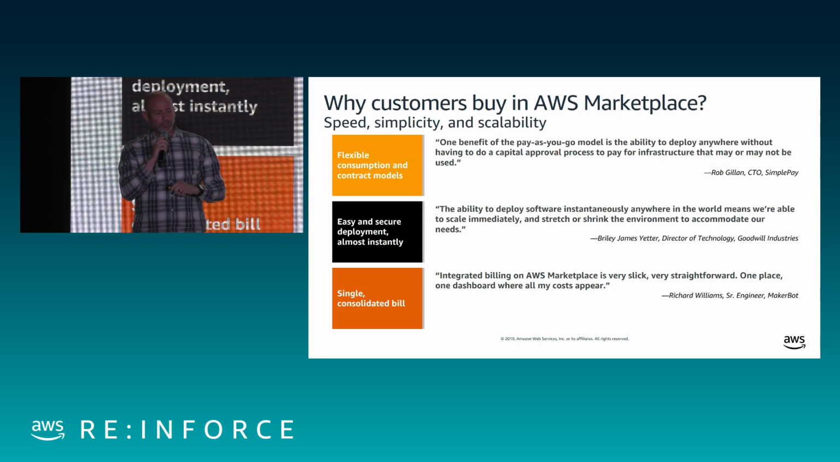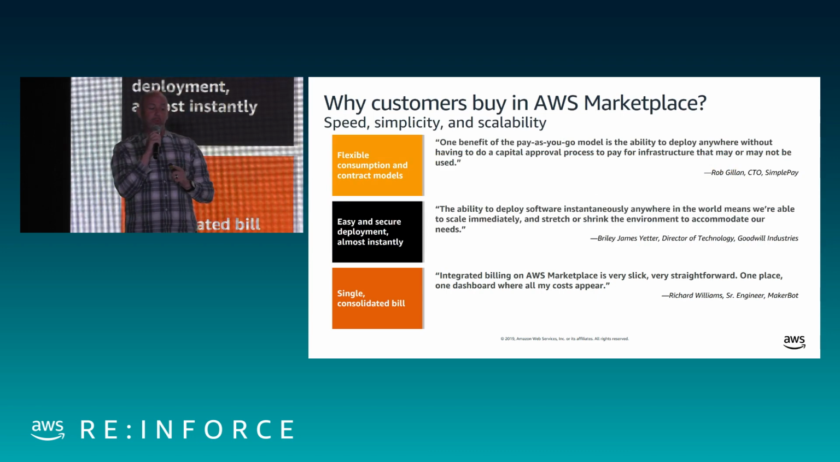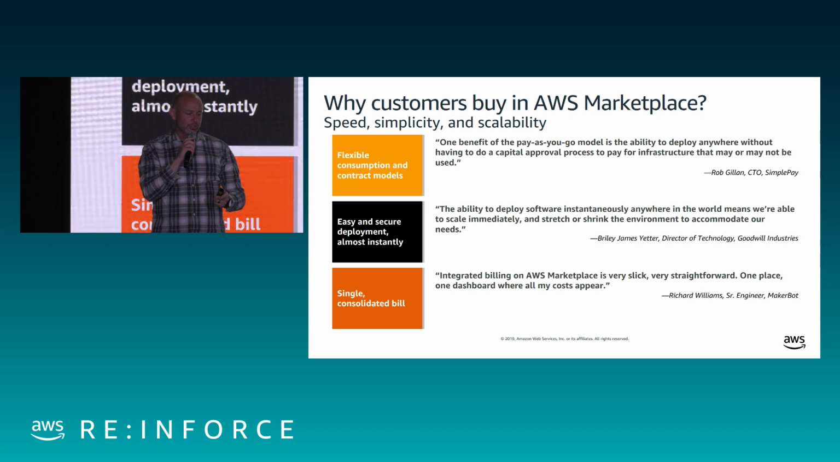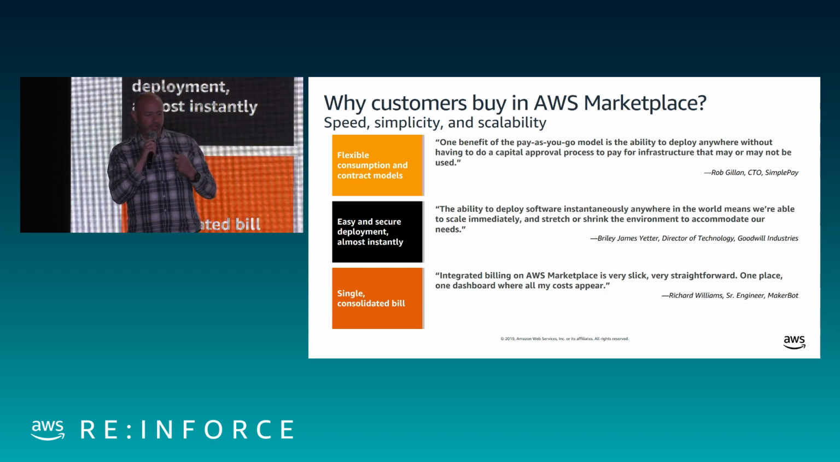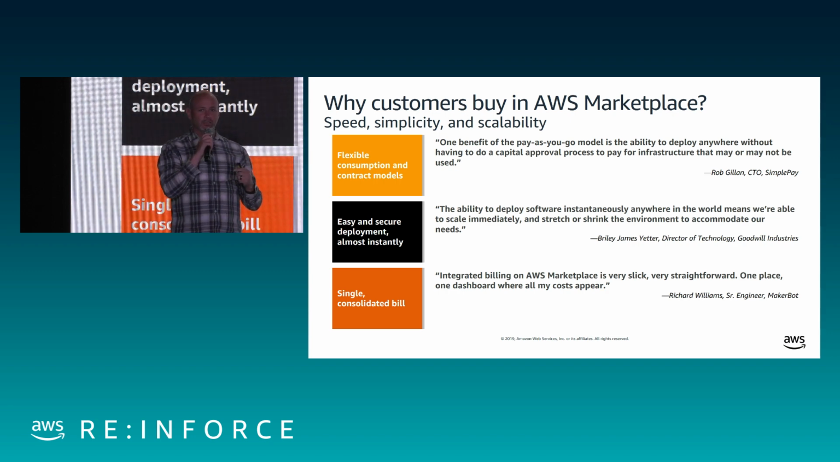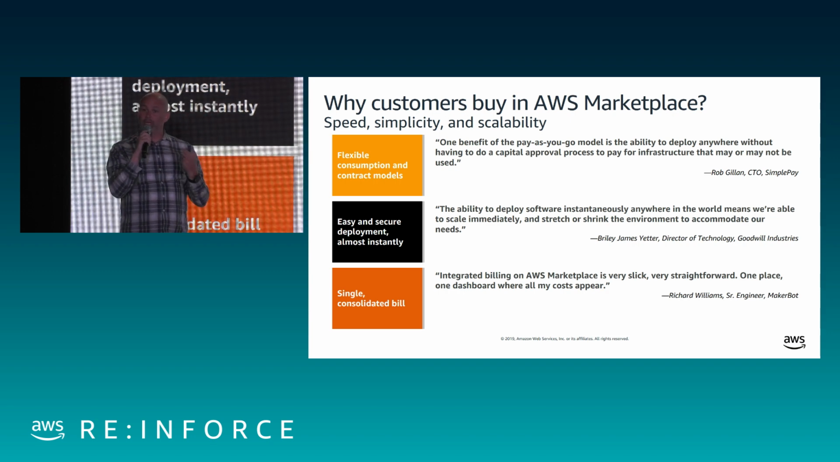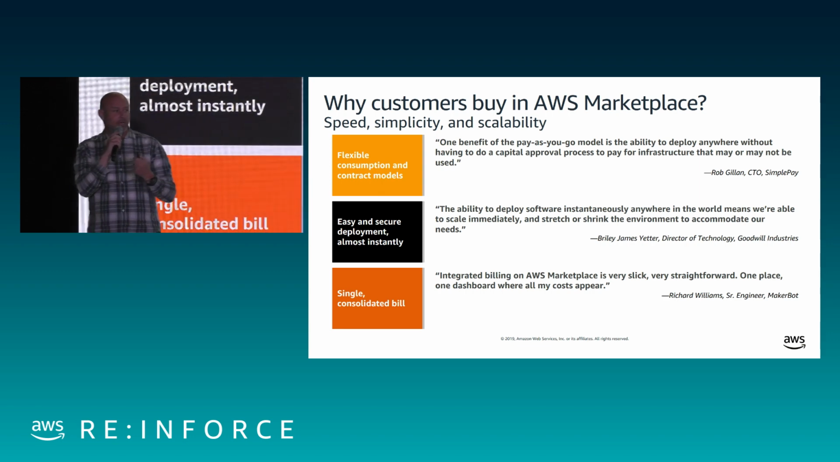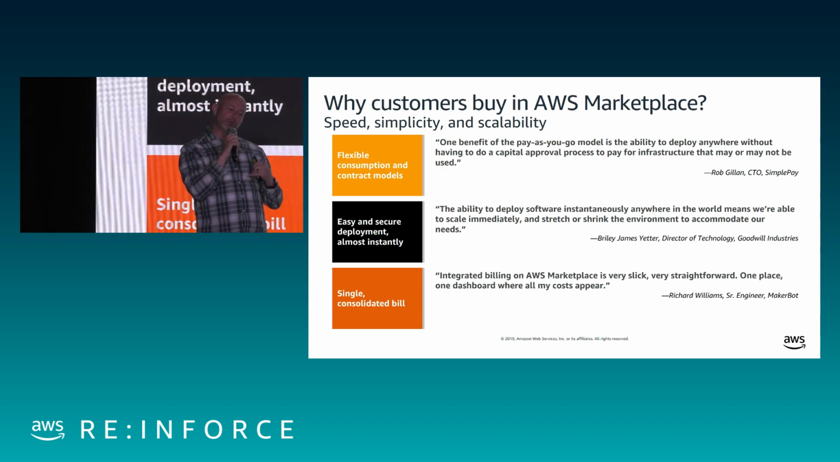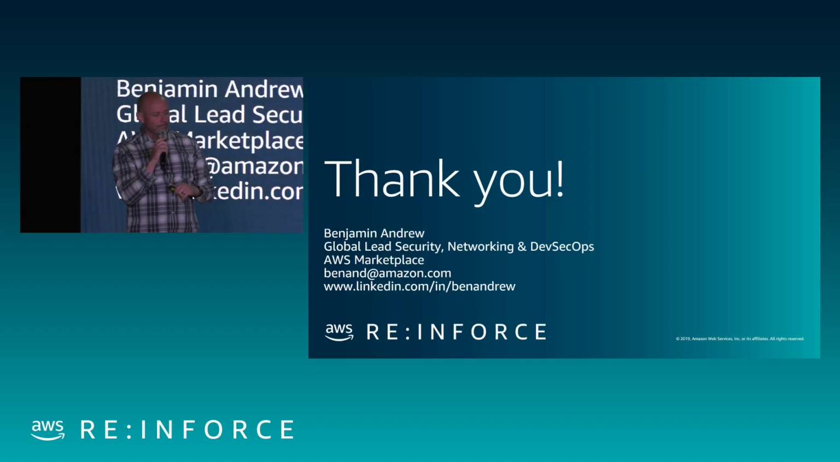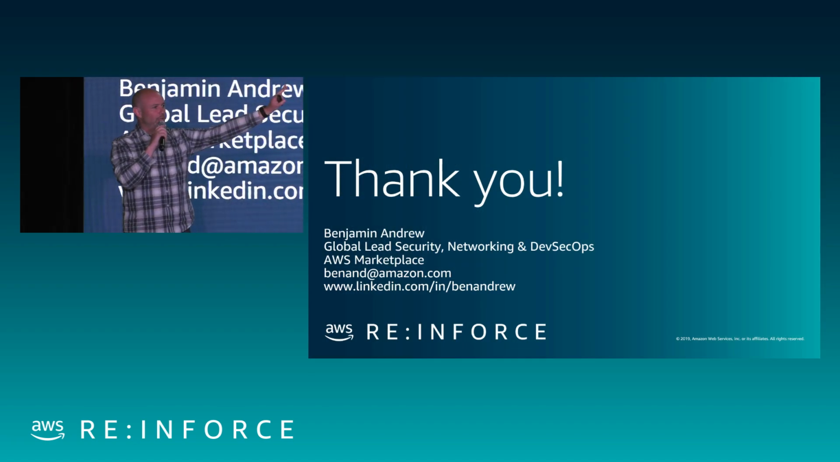So here's some of the comments that we get from people that like to buy through the marketplace: the flexible consumption and contract models, single consolidated bill, easy deployment, in many cases instantly. We support CloudFormation directly from many of our listings, multiple AMIs, doesn't matter. Makes it really easy for you to launch via CloudFormation console or launch via SaaS. And that's it. We're all done.